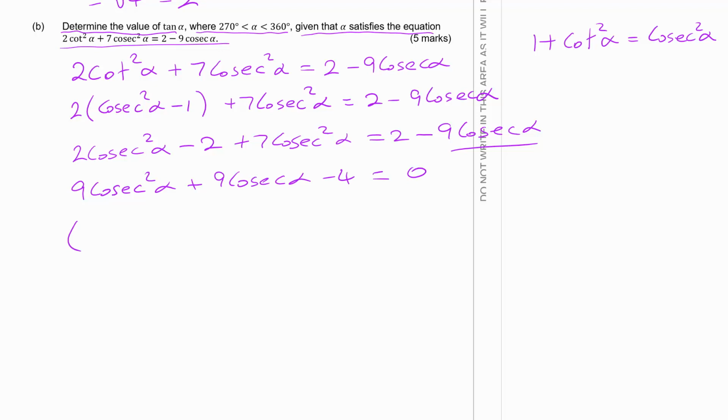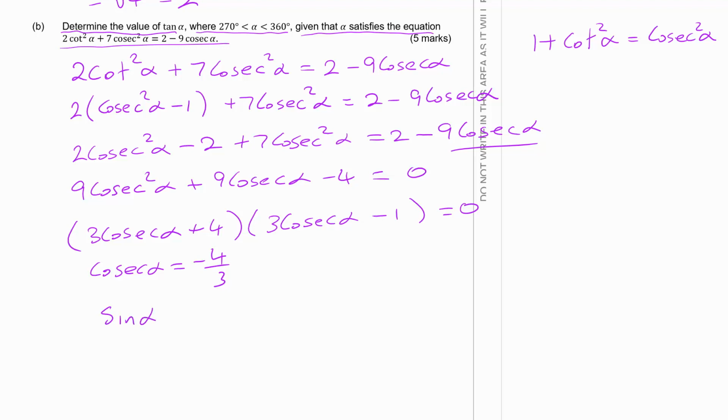We can factorize that as (3 cosec alpha plus 4)(3 cosec alpha take 1) is equal to 0. This gives me cosec alpha is negative 4/3, which means that sine alpha would be negative 3/4. This one gives me that cosec alpha is equal to 1/3, which means that sine alpha would be equal to 3. And of course, that's not possible because the maximum value of sine alpha is 1.